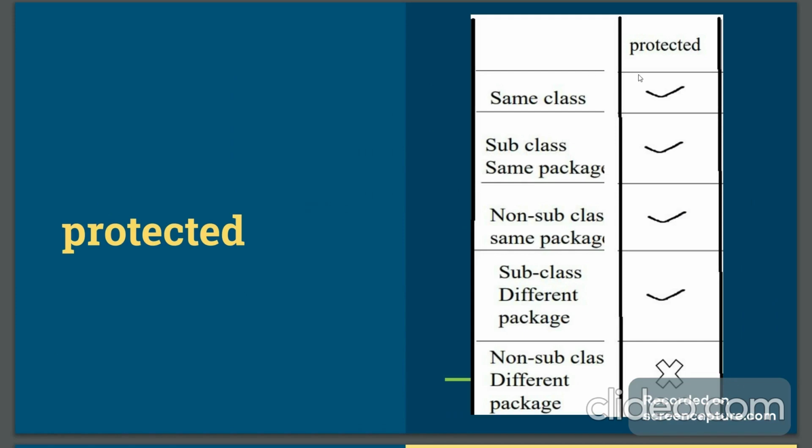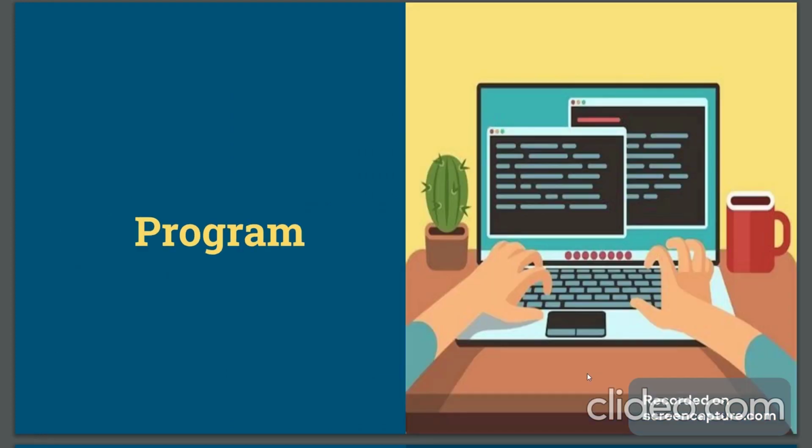The protected variable and method are accessible in the same class, its subclass in the same package, its non-subclass in the same package, and its subclass in a different package. So it means these protected properties are accessible to every class in the same package. So it is available in the default directory to every class. And talking about a different package, it is available only to its derived class and it is not available to its non-derived class at a different package or location. Let's see the code.